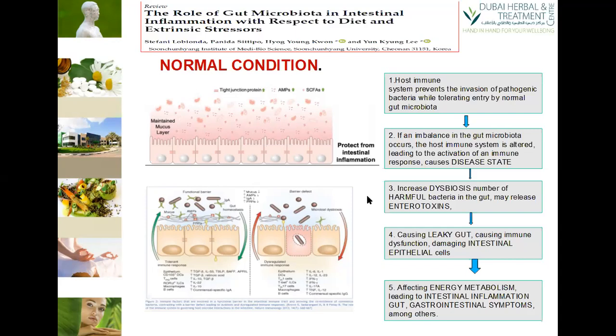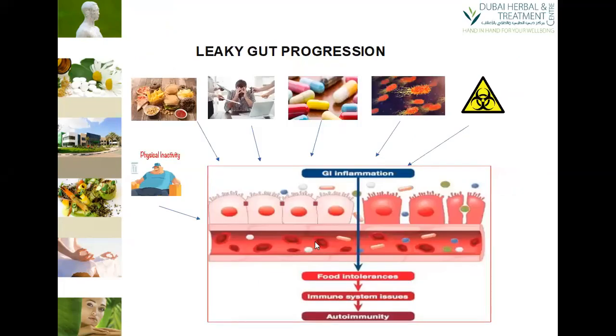However, when we are under stress, physical inactivity, drugs, or antibiotics, we decrease our healthy bacteria, and we start to have more harmful bacteria in the gut than healthy ones, creating a dysbiosis. Then all the toxins can come into our blood circulation and activate our immune response. Then we can create a lot of gut inflammation, food intolerances, immune system issues, and autoimmune disease. This is what we call leaky gut, because as we don't have the first line of defense, everything can come inside our circulation.